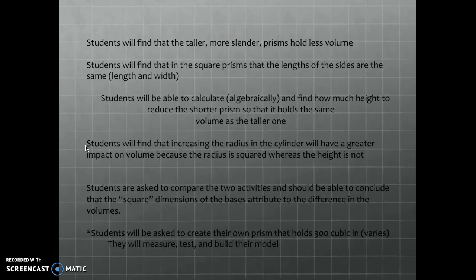In my modification, students will be asked to create their own prism that holds, say, for example, 300 cubic inches. Of course, this measure again will vary because I don't plan on giving each group the same volume. They will measure, test, and build their model. Again, their model will be graded based on creativity and the fact that it does in fact hold 300 cubic inches and the methods in which they go about finding, evaluating, testing, and proving their case.